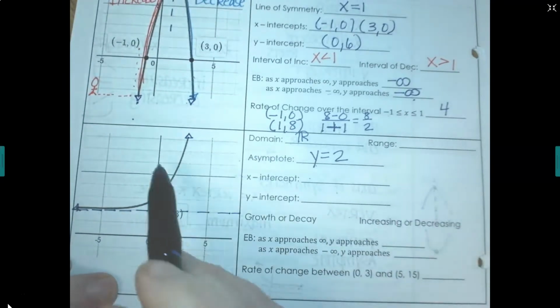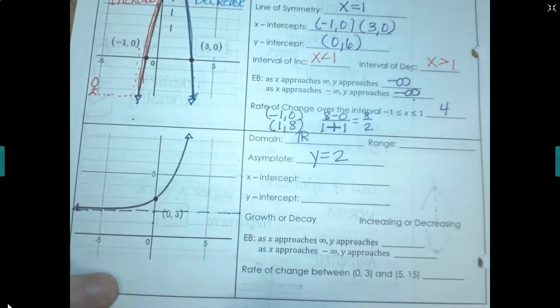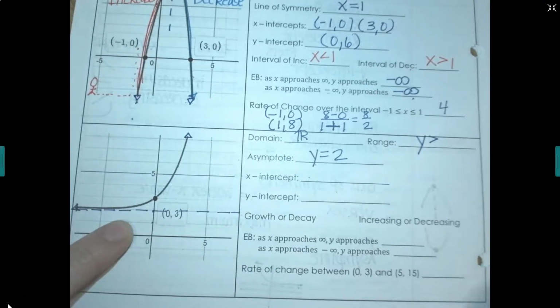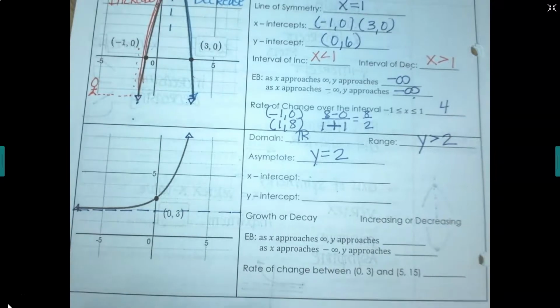And the reason I'm naming that is because now that's going to help me with my range. The entire graph is above the asymptote. It will never touch the asymptote or go below it. So the entire graph is above this. But it can't touch it, so we're not going to use an equal to sign. We're just going to use a greater than. And it went through the y-axis at 2, so my range is y is greater than 2.